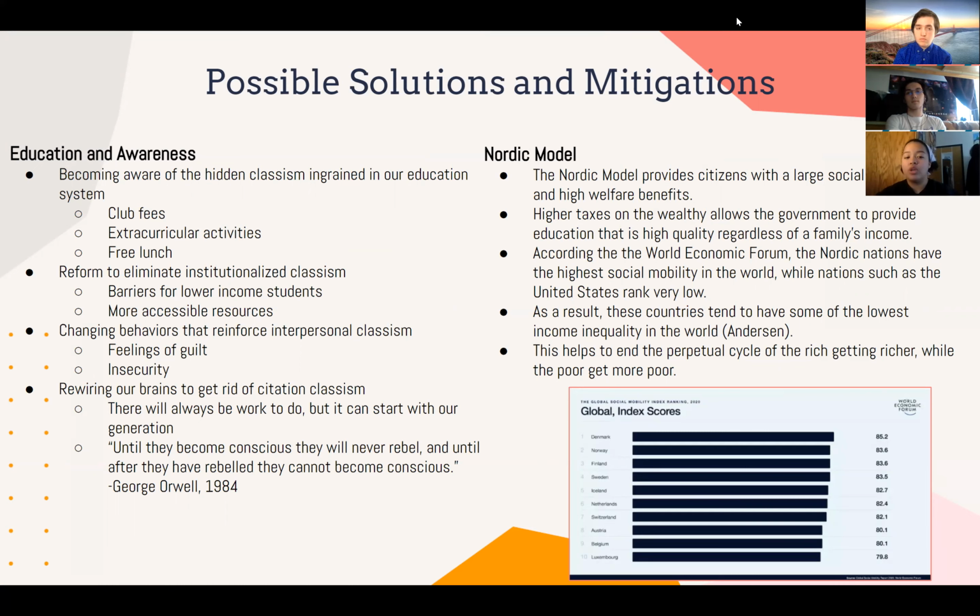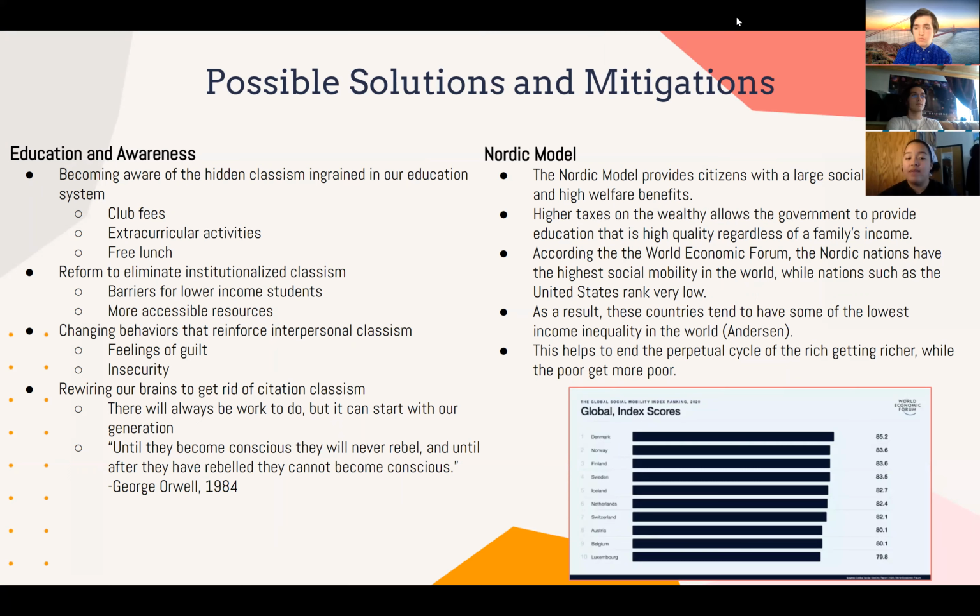So to address the three parts of Lott's definition of classism, one part would be reform to eliminate institutionalized classism, lowering barriers for low-income students, and having more accessible resources. So those scholarships are out there and those resources are out there, but making them more accessible to people and making them more well-known will help people from a lower tax bracket or a lower social standing rise up and get that higher education and move on to those higher paying jobs.